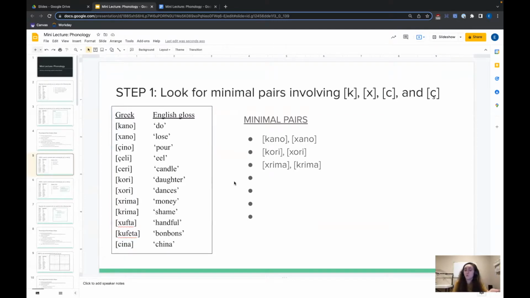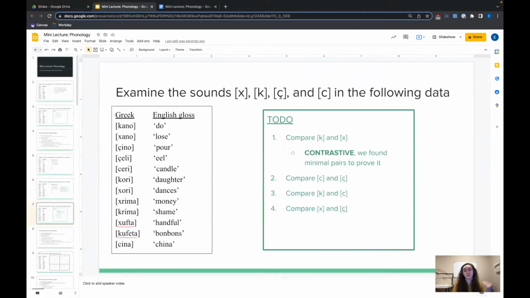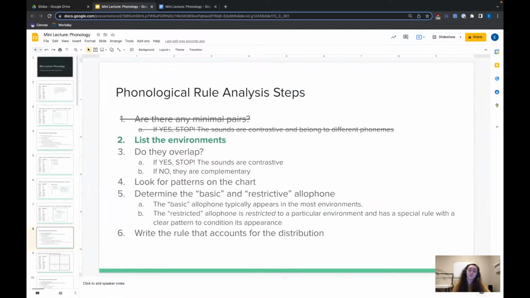So what have we learned from this? Well, we have learned that the voiceless velar stop and the voiceless velar fricative are contrastive because we were able to find minimal pairs to prove that they belong to different phonemes. So we are done with that set. We can move on to the next steps of analysis. So because we weren't able to find any minimal pairs with any of the other sets, we have to start listing environments.